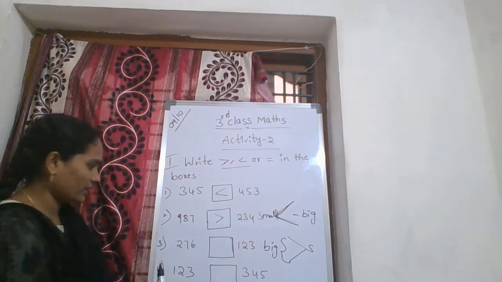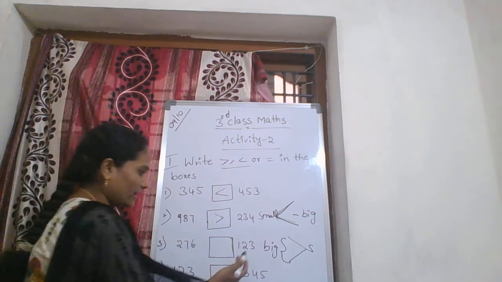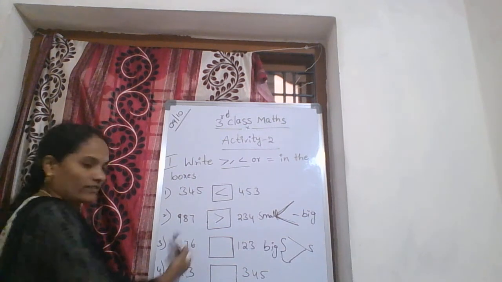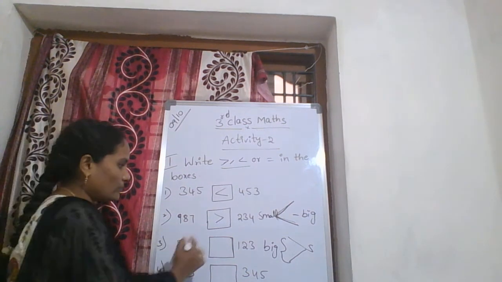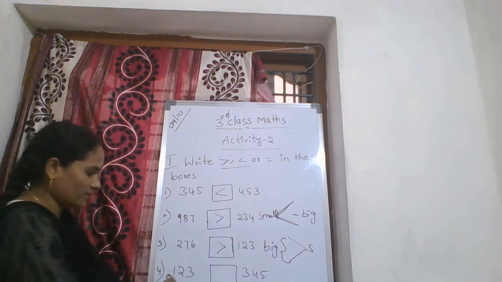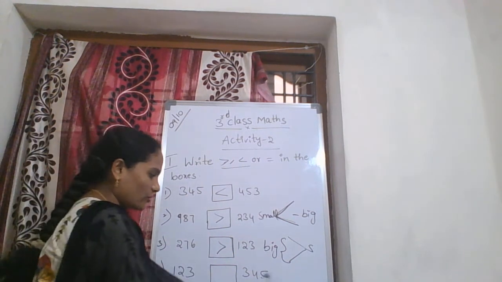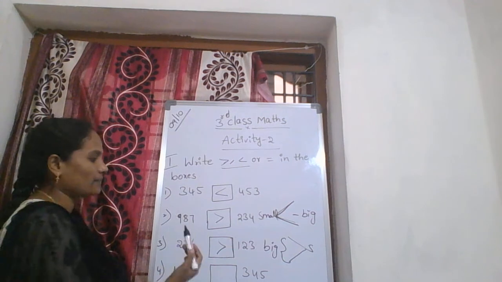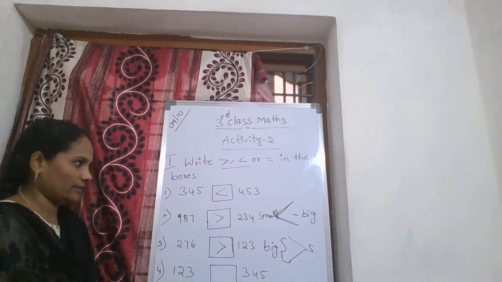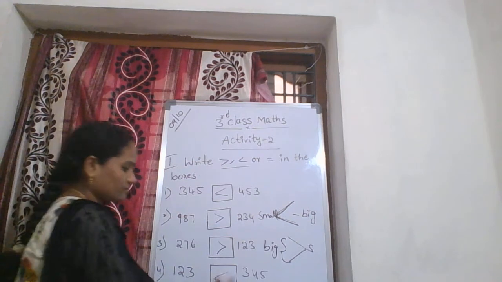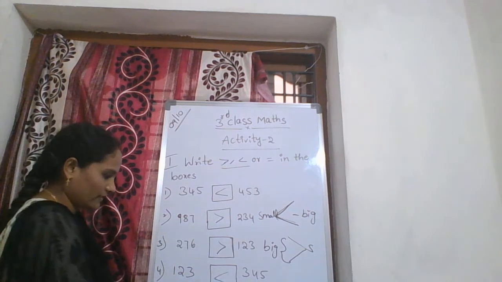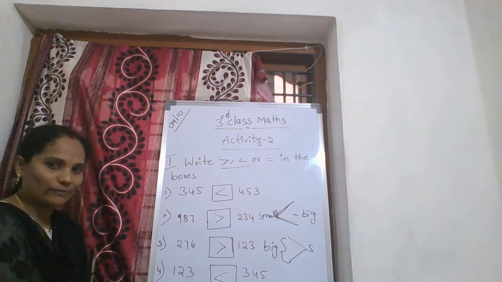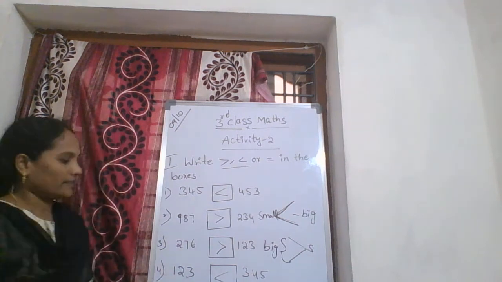Okay. Next, remaining here: 276 and 123. Here 2 is there. Here 1 is there. 2 is the big one. So 276 is the big number. Here putting greater than also. Now next one, 123 and 343. Comparing 1 and 3, 3 is the big one, so 343 is the big number, so you use less than. Now next one, 987 and 134, which one is the big? 9. So 987 is the big number. Here you put the greater than symbol.